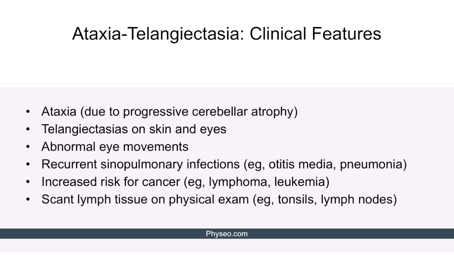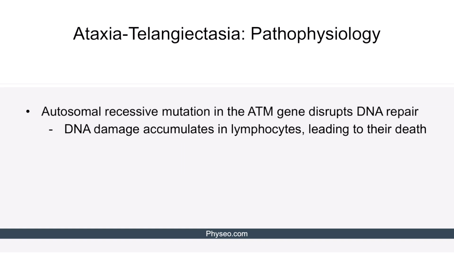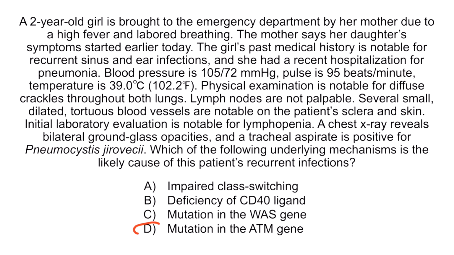Recall from this slide that, among other things, patients with Ataxia-Telangiectasia usually have telangiectasias on the skin and eyes, recurrent sinopulmonary infections, and scant lymph tissue on physical exam, which is consistent with the clinical picture of our patient in question. Then recall from this slide that Ataxia-Telangiectasia is caused by an autosomal recessive mutation in the ATM gene. This is why option D, mutation in the ATM gene, is the correct answer. Option A, impaired class switching, and option B, deficiency of CD40 ligand, are both features of Hyper-IgM syndrome. Since Hyper-IgM syndrome does not present with telangiectasias, these options are less likely than option D.